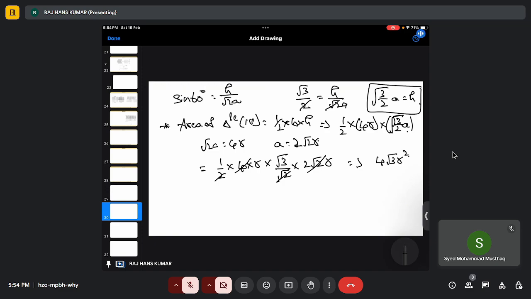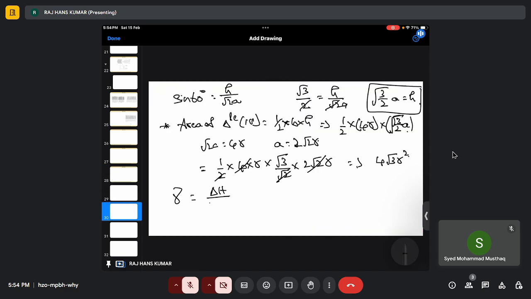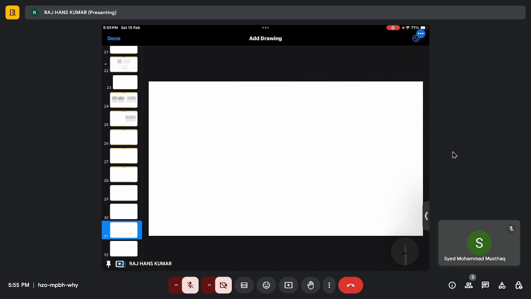Now, surface energy will be equal to delta H divided by bond energy per unit length, times the coordination number, times the Avogadro number, into 3 by 4 root 3 r square. Now this is the surface energy for the 111 plane. Now surface energy for the 110 plane.